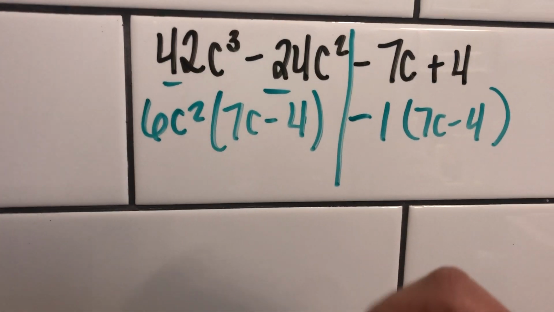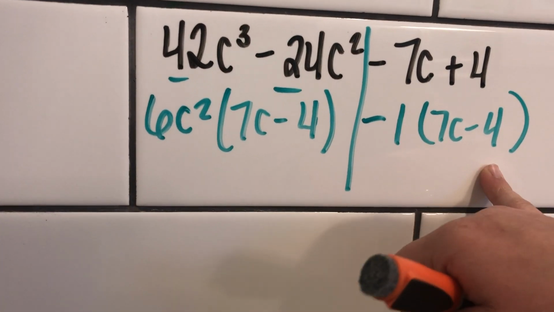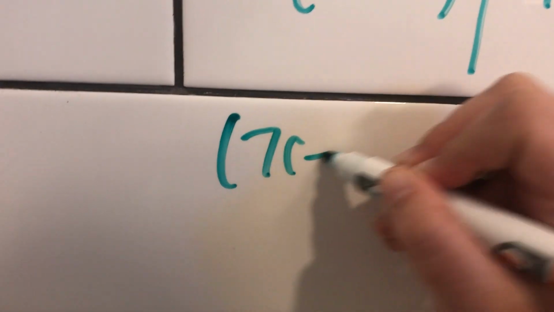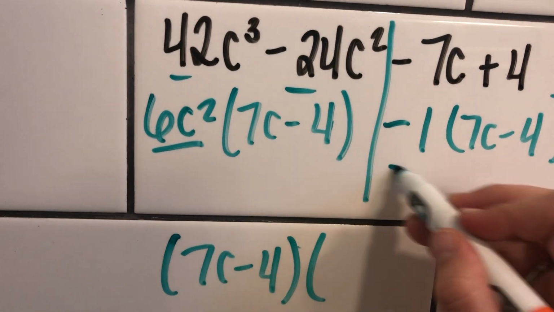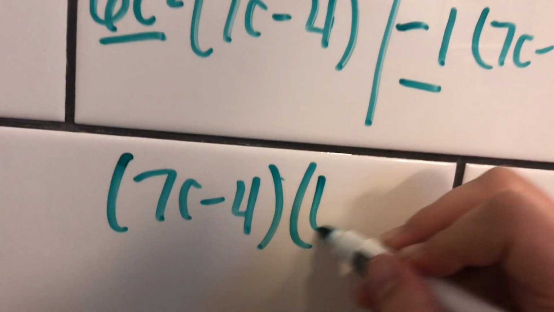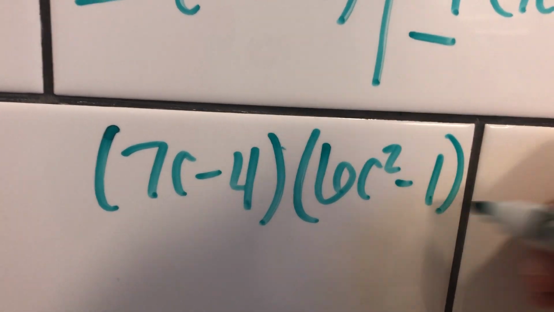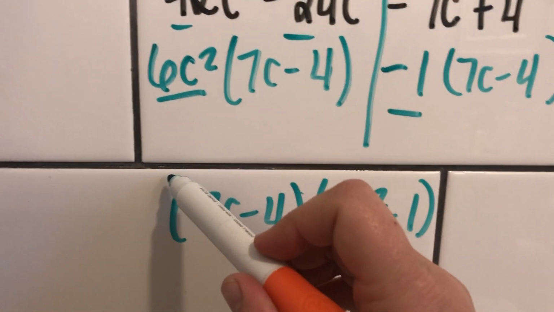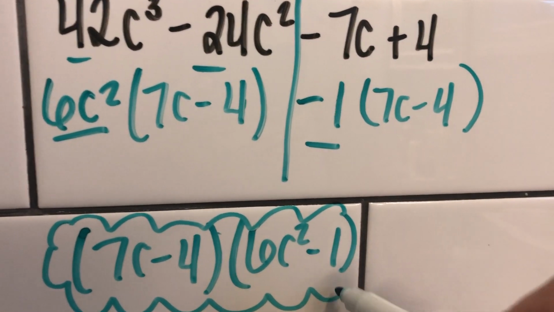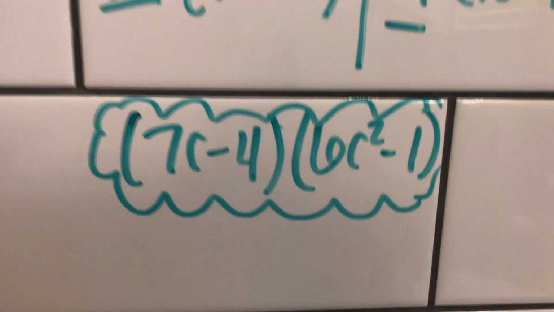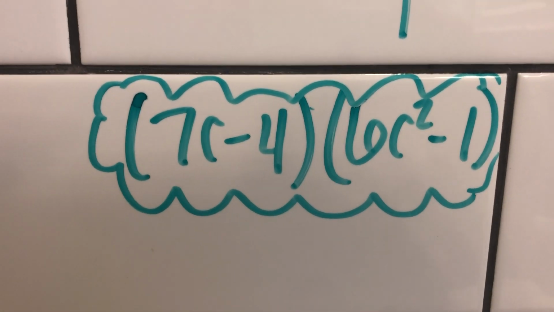Now I'm just going to rewrite. I know I have 7c minus 4 as one of my binomials times 6c squared minus 1. And that is factored completely. There's nothing that I can pull out of those to make it any more simple than it already is.